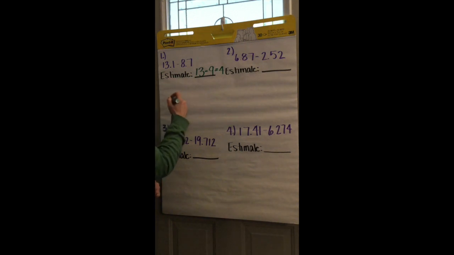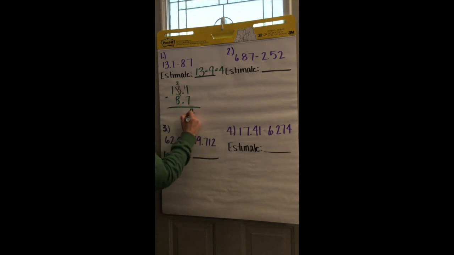So now I need to do the actual subtraction, and I need to line up the decimals. So I've got my 13 and 1/10, and then I have 8 and 7/10. I'm going to line up my decimals and my tenths, which means my 8 ends up lining up under my 3. And when I subtract, I can't do 1 minus 7, so I have to borrow from this 3. It becomes a 2. My 1 becomes an 11. 11 minus 7 is 4.